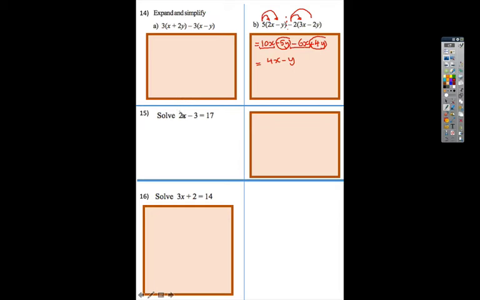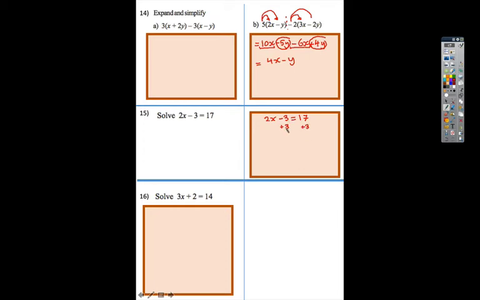Okay, question 15 is to solve 2x minus 3 is equal to 17. Just going to rewrite it here. Now, to solve this, we need to deal with the number first. So we're going to add 3 on both sides of the equation.